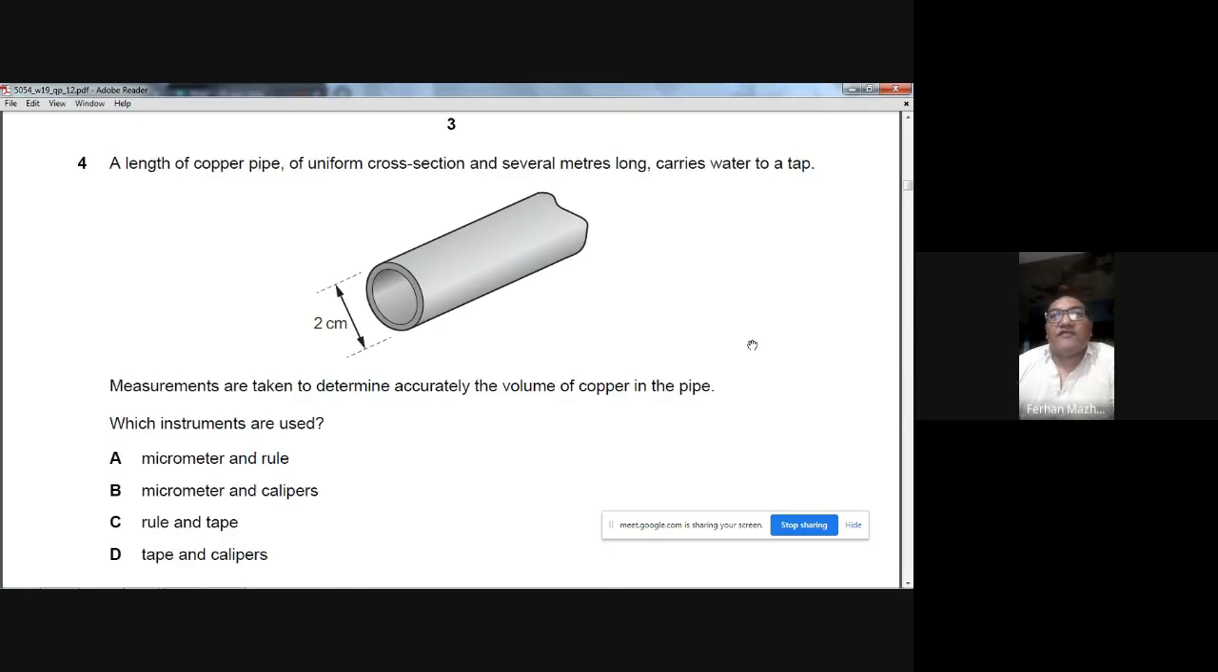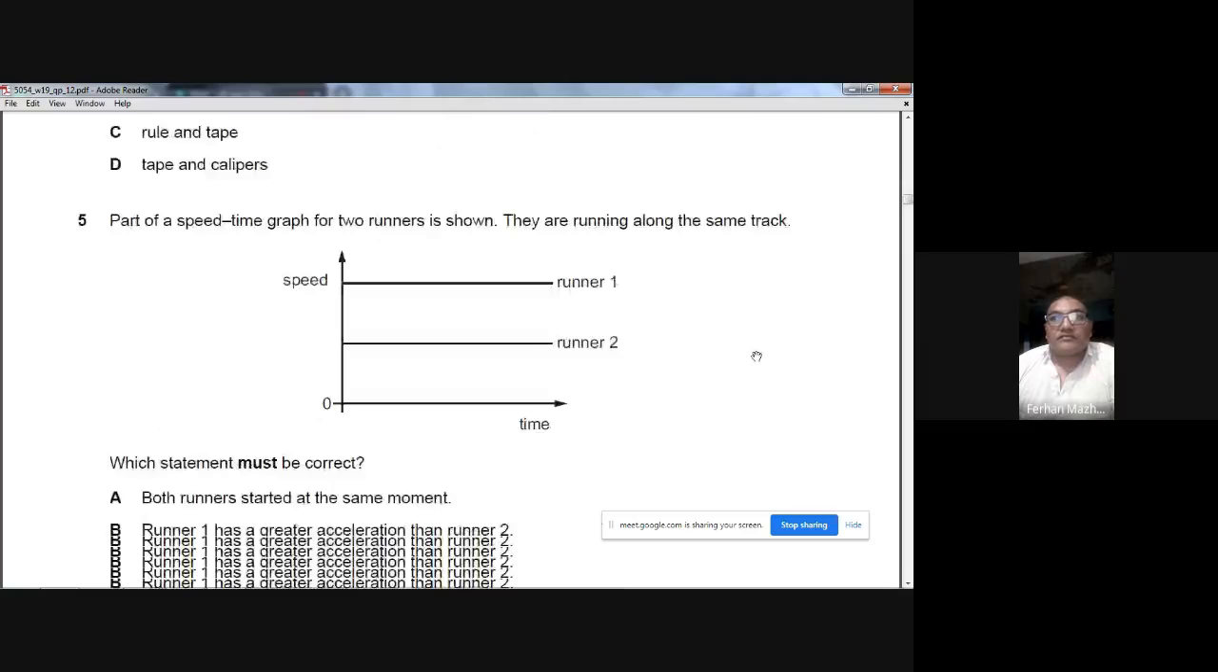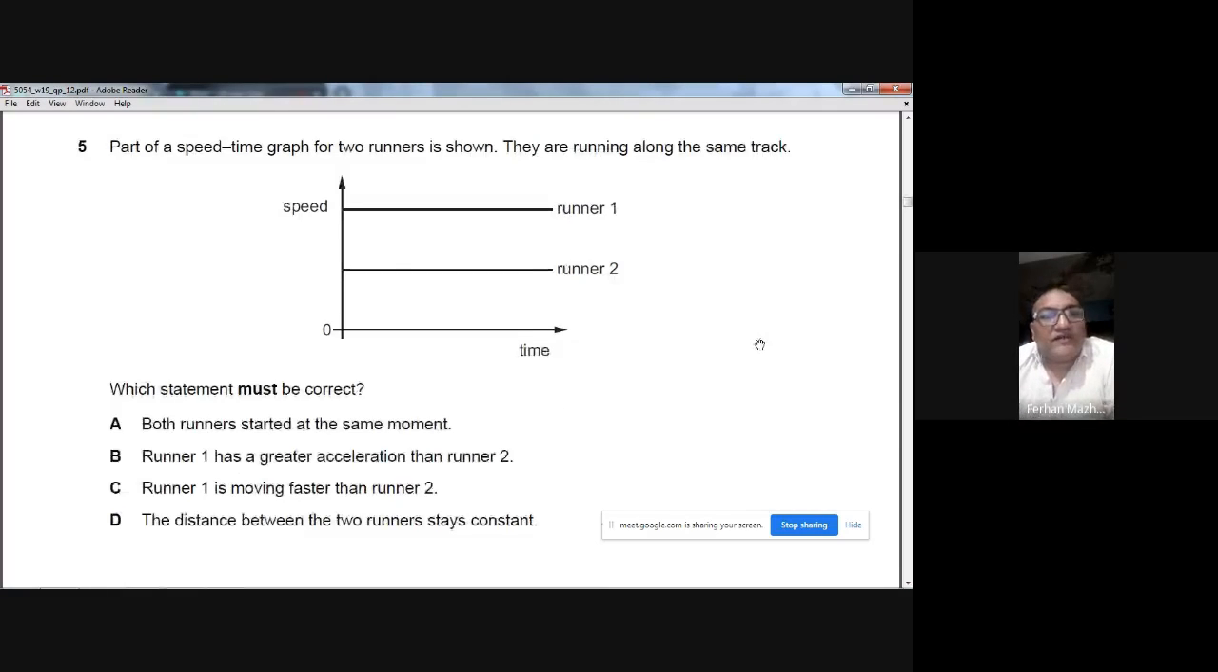Okay, question number 5. On your screen, you can see question number 5 right now. Part of a speed time graph for two runners is shown. They are running along the same track. It's a speed time graph. Which statement must be correct? Both runners started at the same moment. Runner 1 has a greater acceleration than runner 2. Runner 1 is moving faster than runner 2. That's true. The distance between the two runners stays constant.